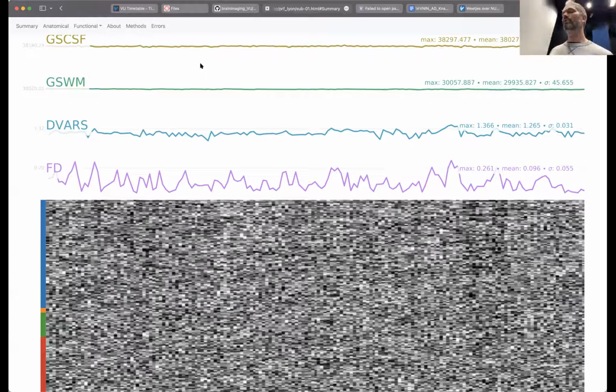And what you see here is that nothing weird happened in the CSF and the white matter, but you can be far more detailed. So on every time point in the functional data, we actually know how much the brain moved relative to the previous time point. Okay? And when people move, so sometimes people just jerk a bit during a scan, or they swallow, or anything like that. Breathing will also do this.